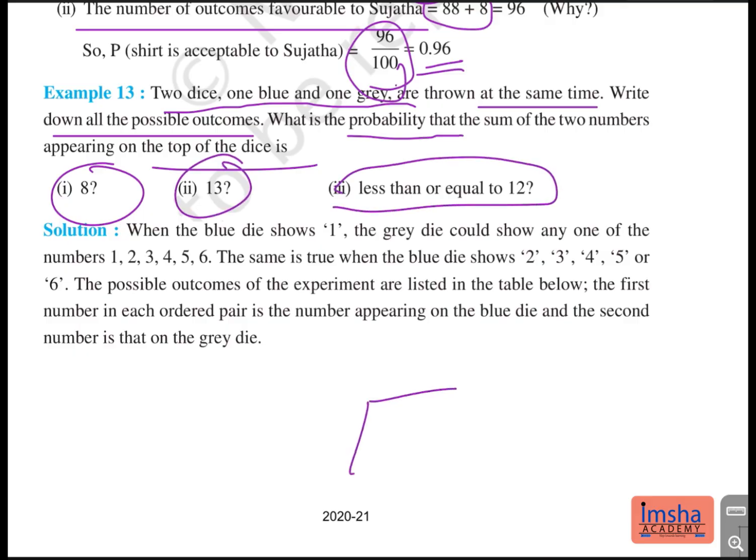So, two dice are thrown, one blue and one grey. This is the blue dice, this is the grey dice, thrown at the same time. Write down the possible outcomes. What is the probability that the sum of the two numbers, when we add the numbers appearing on the top face, is, first, 8.